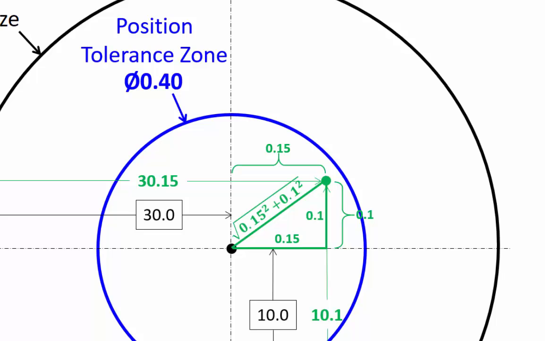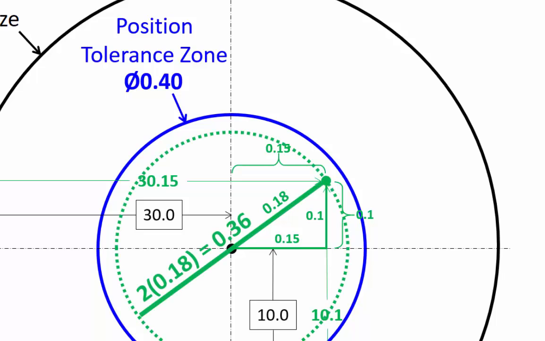We can use the Pythagorean theorem to calculate the length of the hypotenuse, the square root of the base squared plus the height squared. This calculates to be 0.18 millimeters, which is the radial deviation of the actual hole from its perfect position. However, you should remember that the position tolerance of 0.4 millimeters is the diameter of the tolerance zone, not the radius, which means that we need to convert our radial deviation into a diameter as well by simply doubling the radial deviation of 0.18 millimeters to get a diametral deviation of 0.36 millimeters.